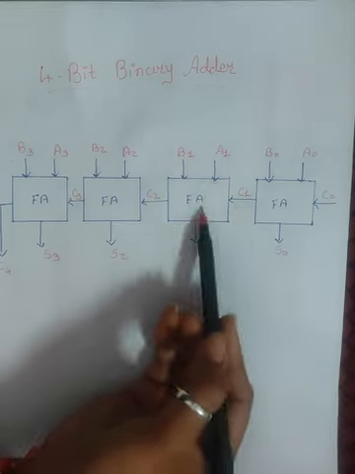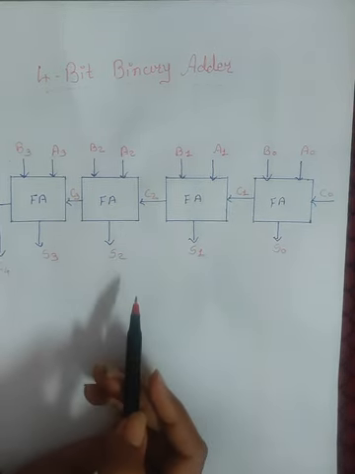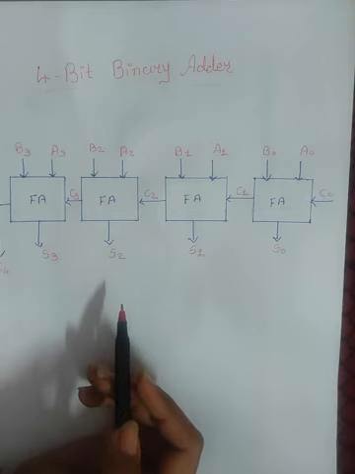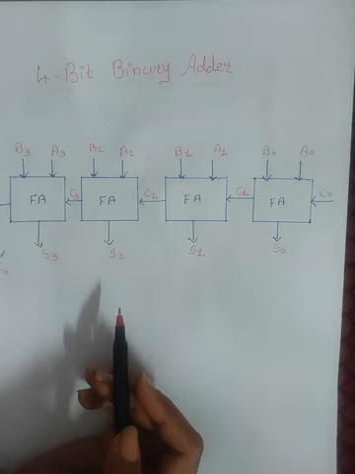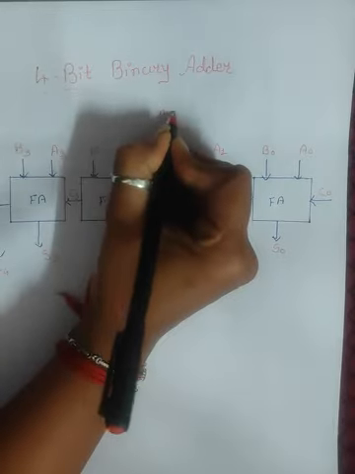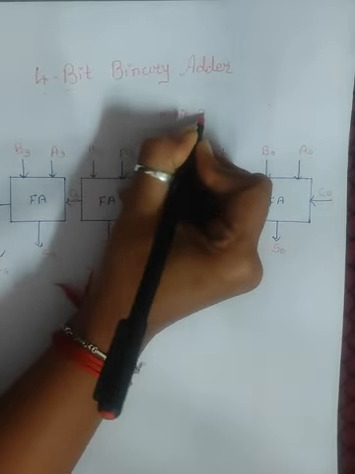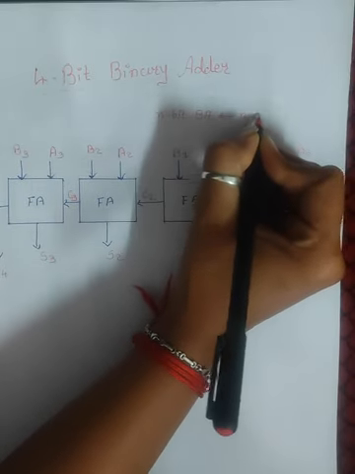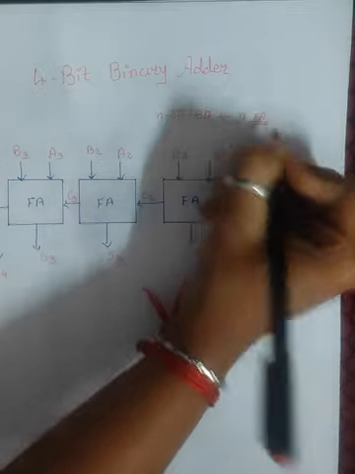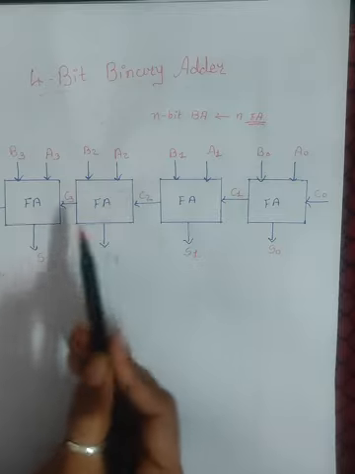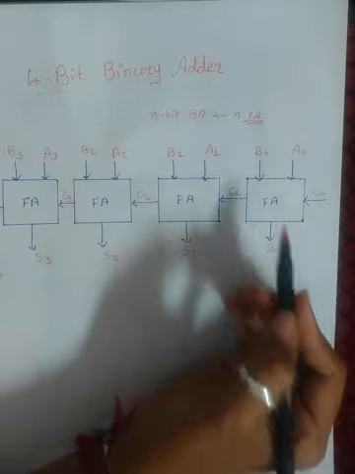Here I am having 4 full adders. Just keep in mind that if you are creating a binary adder for 8 bits, you will need 8 full adders. So if you want to create it for n bits, you need n full adders. Here I am creating a 4-bit binary adder, so I need 4 full adders. Now this is pretty much simple.